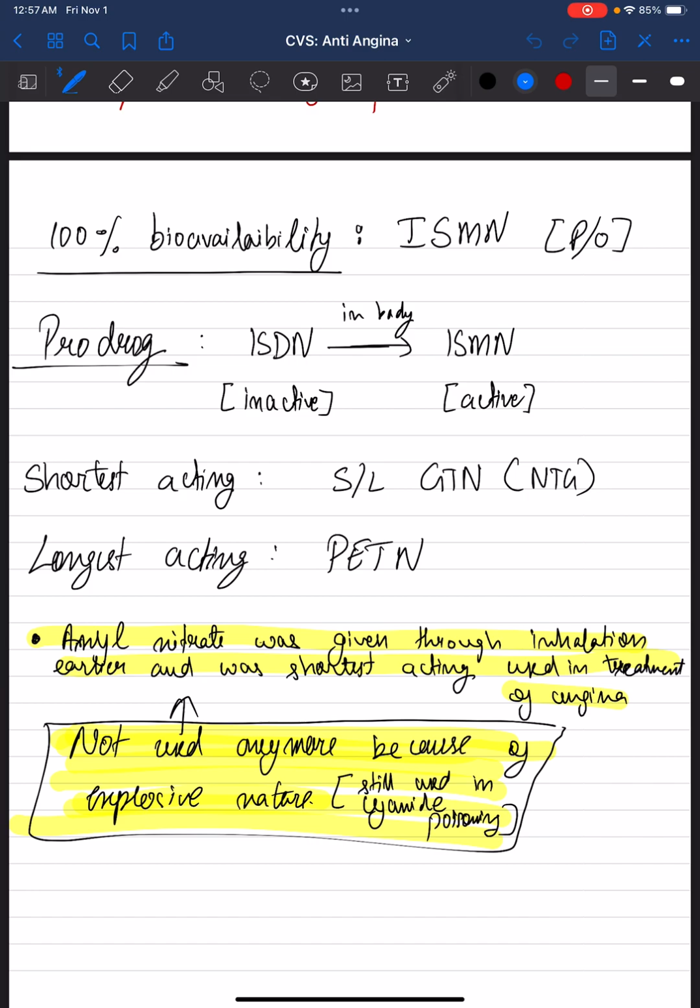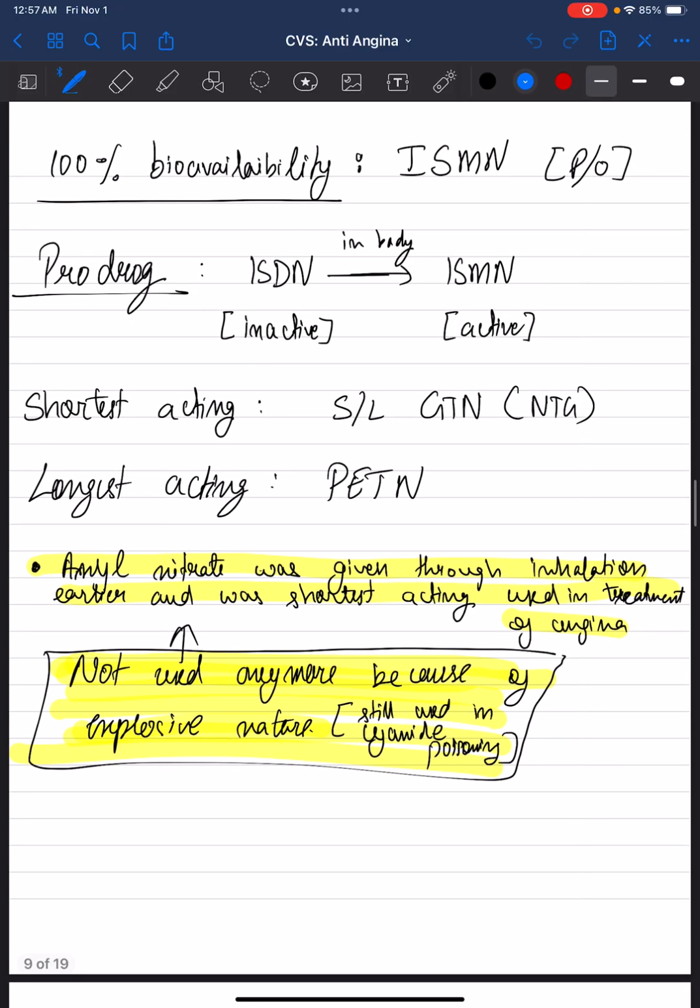Actually, ISDN or isosorbide dinitrate is a prodrug, and in the body it is converted to isosorbide mononitrate, which is the active drug. And the shortest acting drug is sublingual nitroglycerin or glyceryl trinitrate, and the longest acting drug is PETN, which is pentaerythritol tetranitrate.